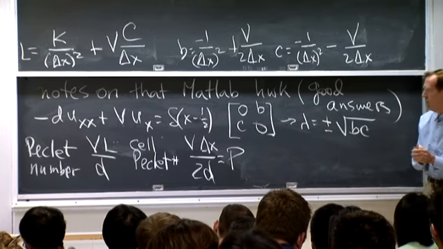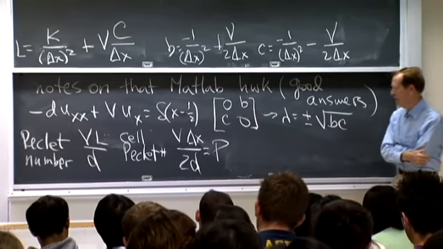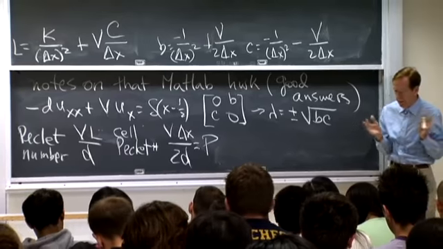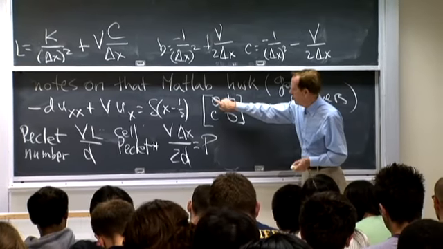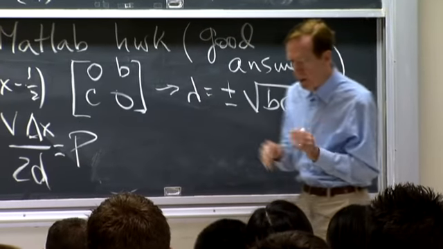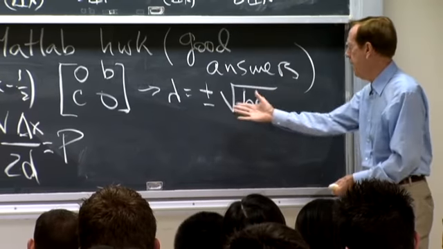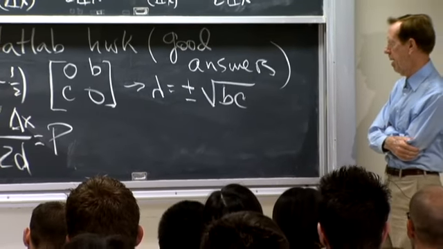Okay, so can we just think first? What are the eigenvalues of that matrix? It's a 2 by 2 simple problem. The trace is 0 plus 0, so the eigenvalues will be a plus-minus pair because they have to add to 0. And I think that's the plus-minus pair you get.